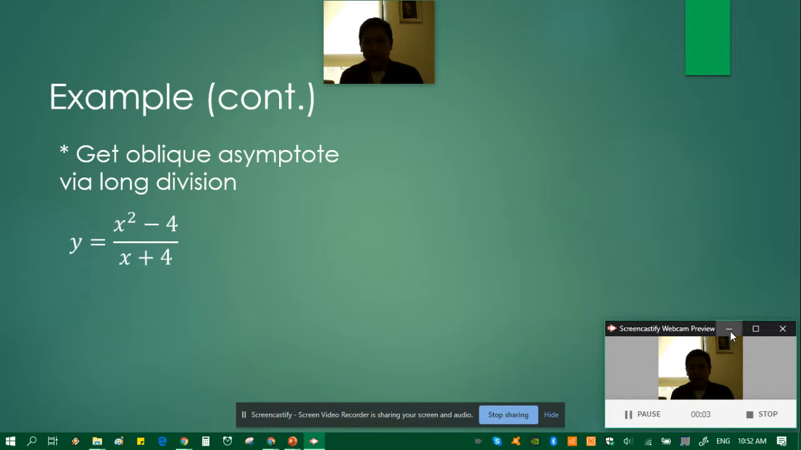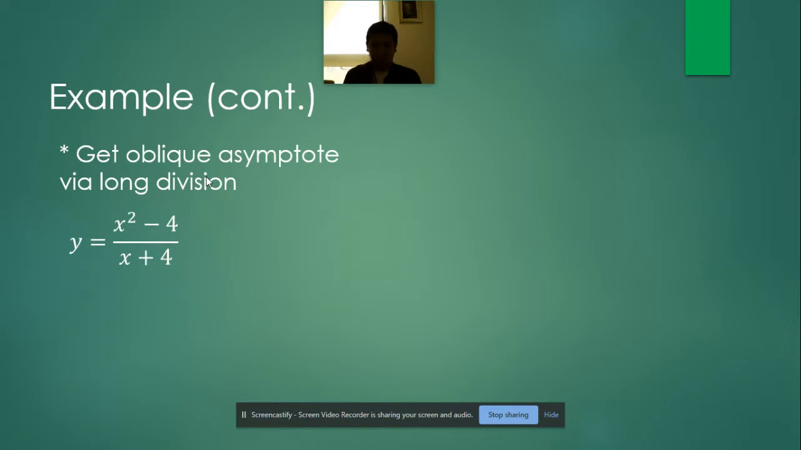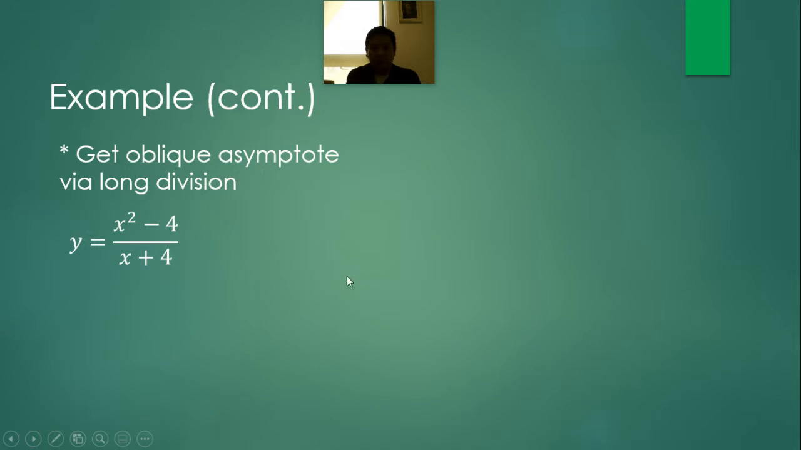So for the oblique asymptote, we'll have to perform division, actual division, x squared minus 4 divided by x plus 4. So this will entail you to review how you divide polynomials, basically. So we'll have x squared minus 4 divided by x plus 4. Remember that for us to do so, make sure that the missing terms are still presented.